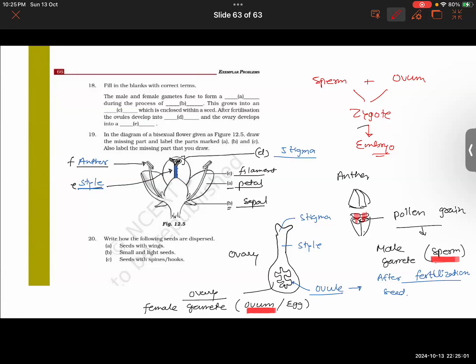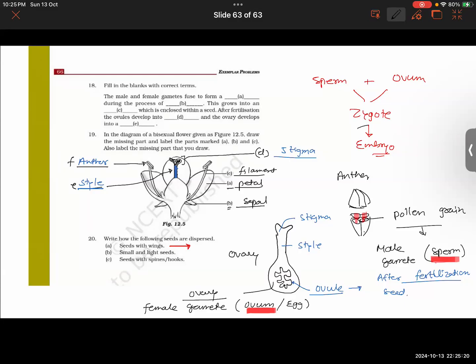Very good. So they are dispersed by the wind. Actually, the wings of the seeds will be helping them to float in the air. Can you give an example of a seed which has wings? Sir, maple leaf. Maple leaf seeds. Very good.